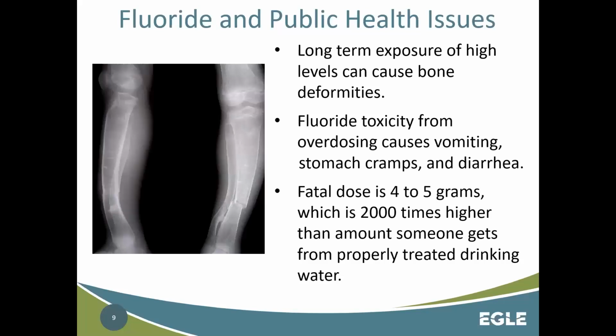All right, well, of course, you can always have too much of a good thing, so there are some risks. Long-term exposure to fluoride concentrations above 4 can cause osteosclerosis, calcification of the ligaments and tendons, and consolidation of the vertebra. Accidental ingestion of toxic overdoses generally causes vomiting, stomach cramps, and diarrhea. Fatal doses range from 4 to 5 grams, which is about 2,000 times the amount of fluoride swallowed by a person from a water supply.